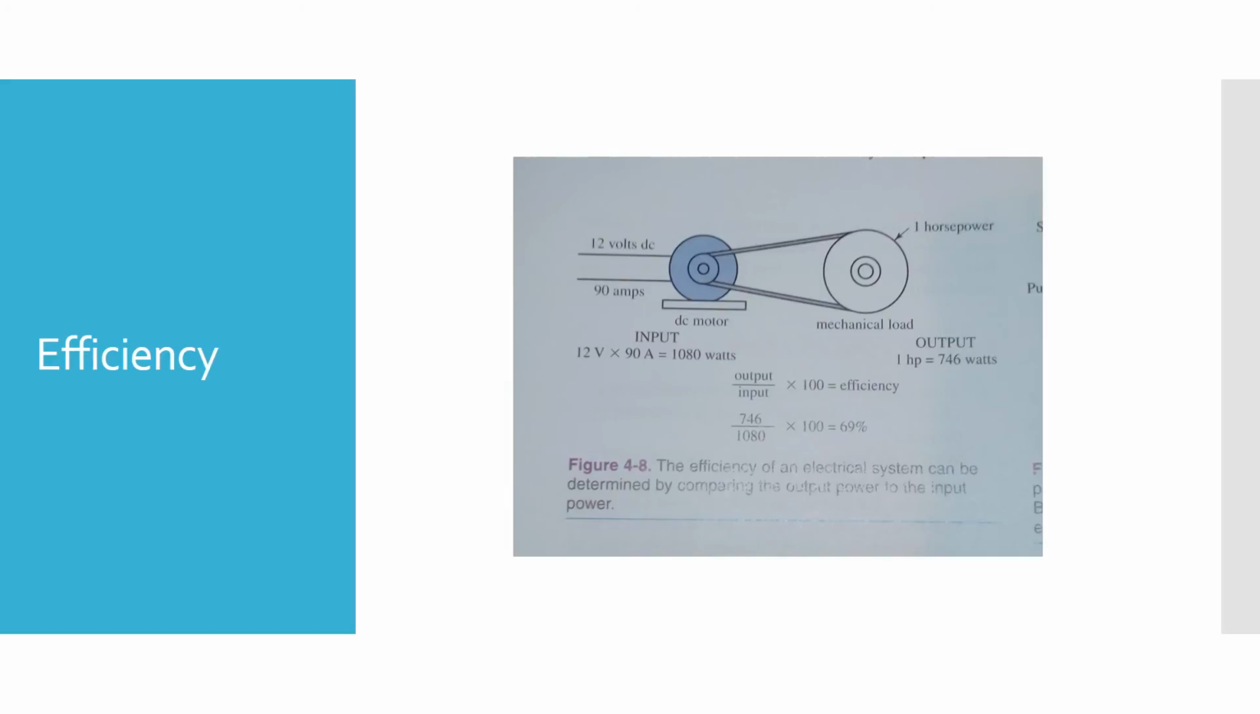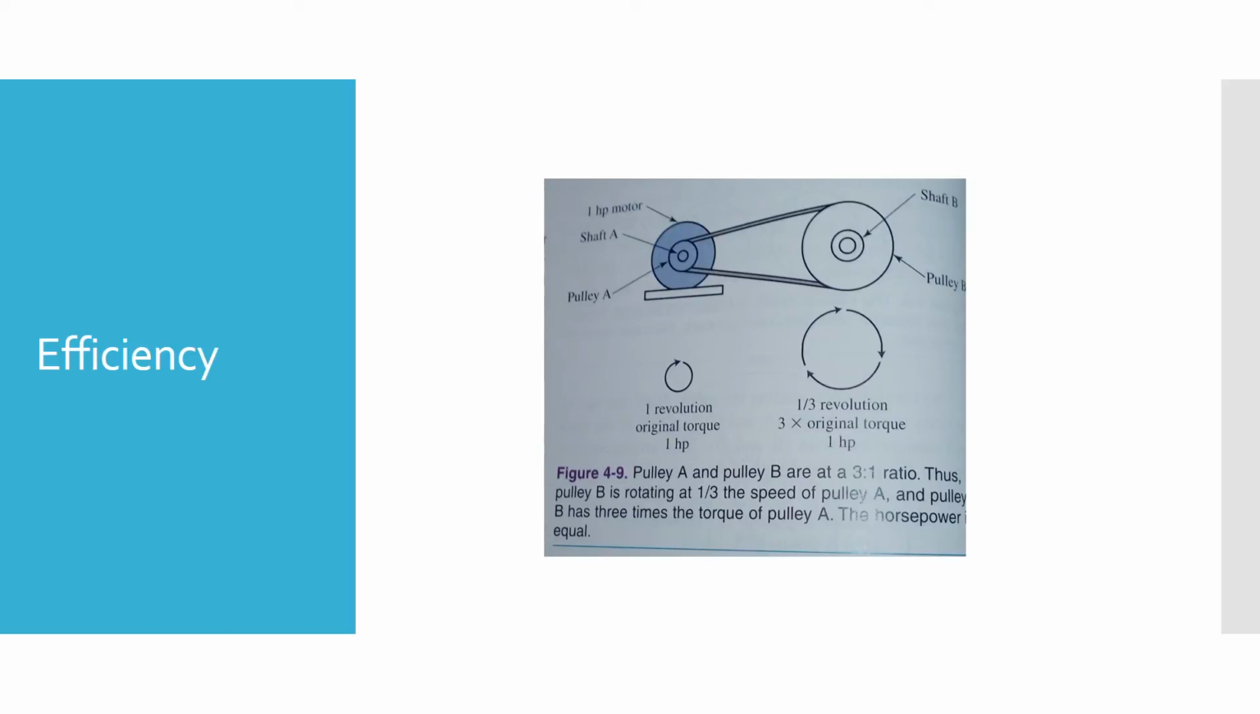Gears, power. By using gears and pulleys in an electromechanical system, we can manipulate factors such as torque, work, and RPM while maintaining the same horsepower. Figure 4-9 shows a motor with pulley A, which is connected to pulley B.